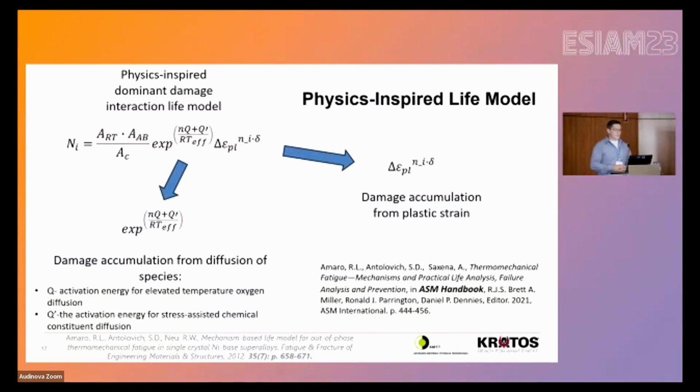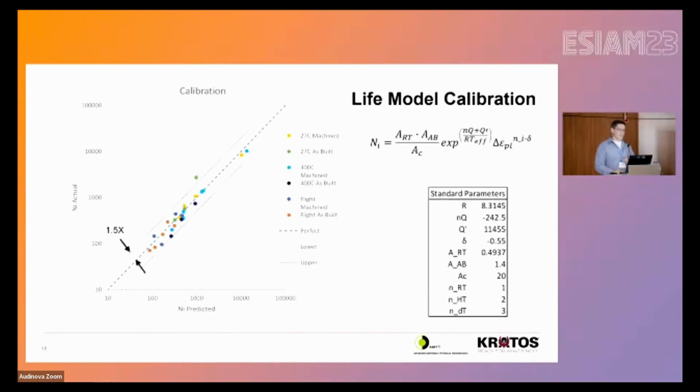Ultimately, got a life model, and this is really the point of this work. Can we fly hypersonic hardware if we manifest hardware that we can trust? This is the life model that we selected. It's a physics-inspired dominant damage interaction life model. It takes into account material evolution, takes into account damage accumulation at room temperature, at elevated temperature, but then also, most importantly, the interactions of those two. The interaction of the damage evolutions is critical with thermomechanical fatigue.